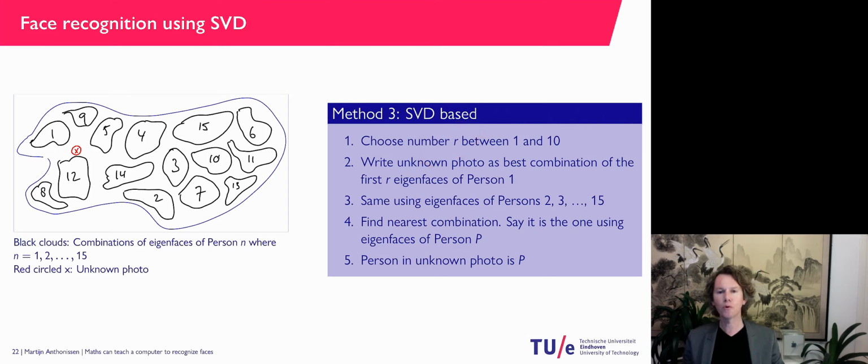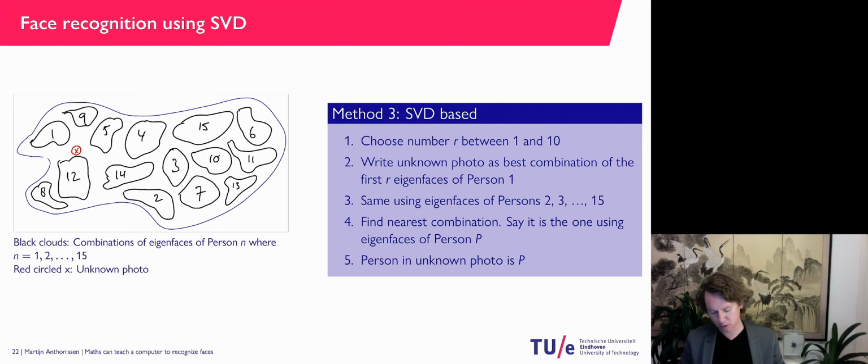So the more of these eigenfaces you use, the better it will work, but the more expensive it is. So you can trade accuracy and efficiency of your algorithm. If you want very fast recognition, you pick a small number for little r here. If you want very accurate recognition, you pick a larger number. So you can make a decision here.